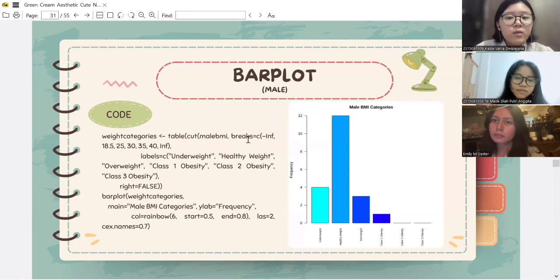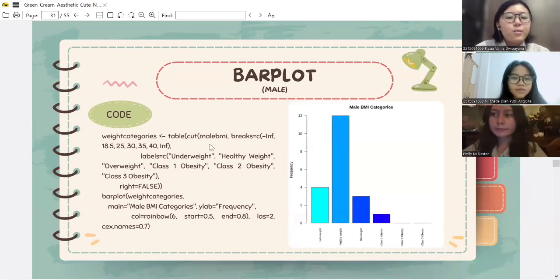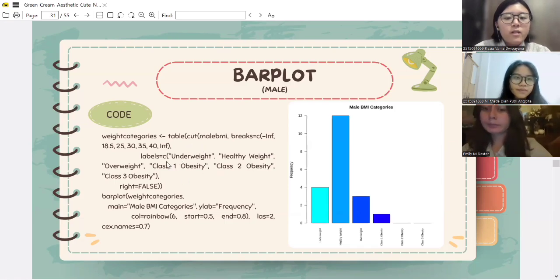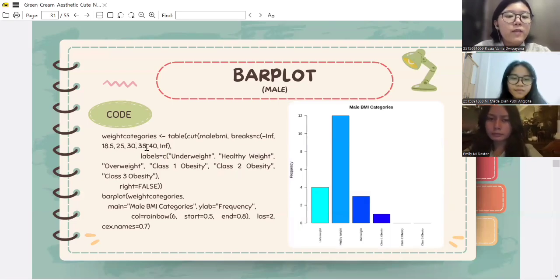Using the cut function, we divide a continuous numeric variable, which is male BMI, into categorical groups or intervals. We are dividing according to weight categories using BMI values. The intervals are: underweight, which is BMI values under 18.5; then healthy weight, which ranges from 18.5 to less than 25; overweight, from 25 to less than 30; class 1 obesity, from 30 to less than 35; class 2 obesity, from 35 to less than 40; and class 3 obesity, which is equal to or greater than 40.